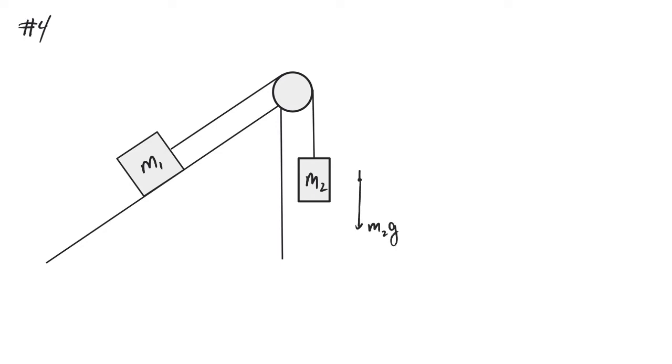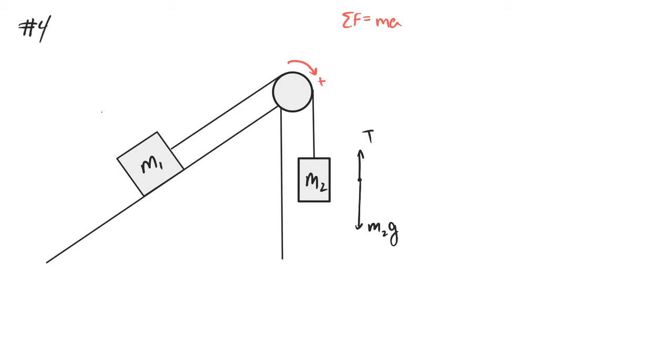M2g downwards, tension upwards. I'm going to make a prediction. This is the way it's going to go. And moreover, I'm going to assume the net force equals ma until proven otherwise. Now this one tells me to set it up so the net force equals 0, but I have a plan, so I'm going to do it this way.